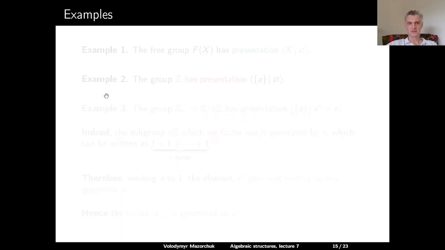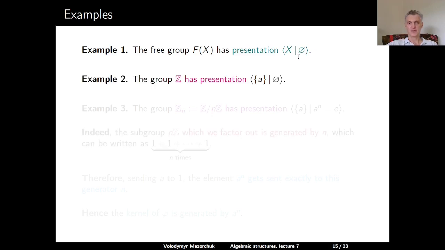Here are some examples. Example 1. The free group F of X has presentation which is quite trivial. The generating system is X, and there are no relations. Example 2. A special case. We know that if X is a singleton, consists just of a, then the corresponding free group is the additive group of integers. So this means that the additive group of integers has presentation consisting of one generator and no relations.